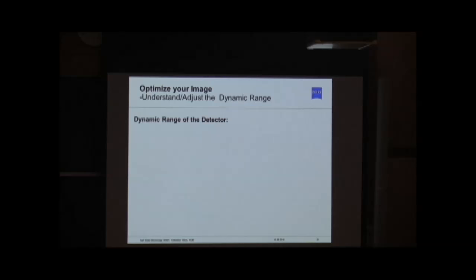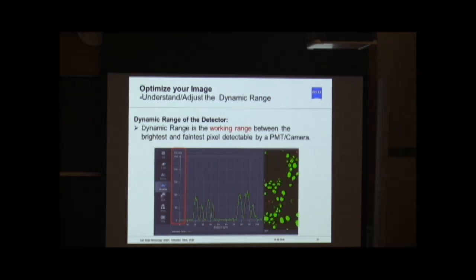Now let's talk a little bit about the dynamic range of the detector. You get a very nice view on the dynamic range of the detector, or the dynamic range of your signal, if you go to the profile tab, which is in the left tab area next to your image, and just draw a profile line through your image, so through some structures of interest. And what you will see is your signal being displayed also in the histogram.